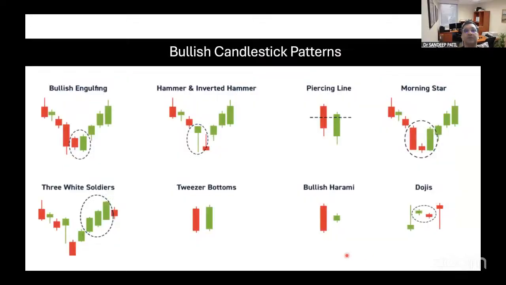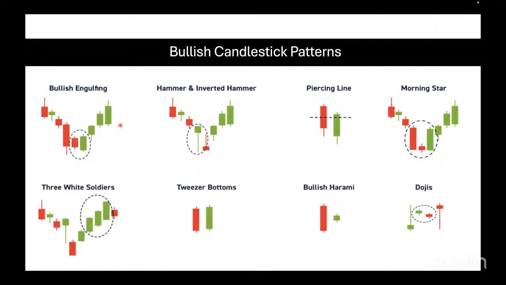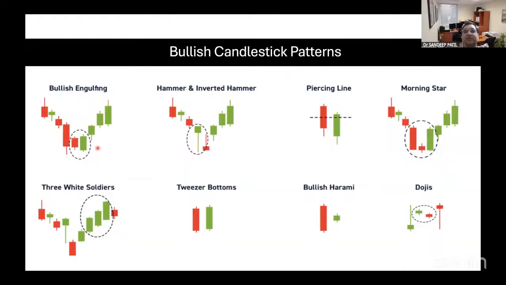So, we can't look at each candle in isolation. You will have to take the preceding candles, the preceding trend, and then interpret the candle together. Most of the time you have to look at two, three candles together and make a pattern out of it, and then it is more informative.